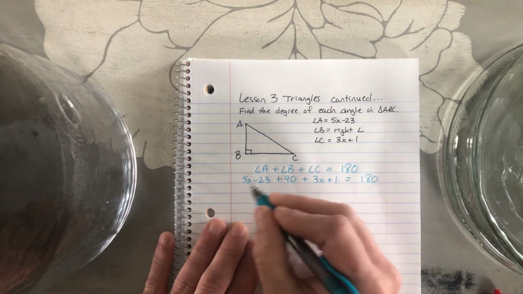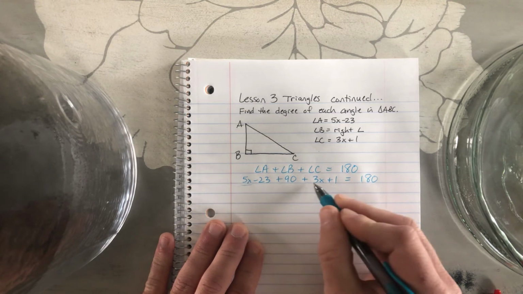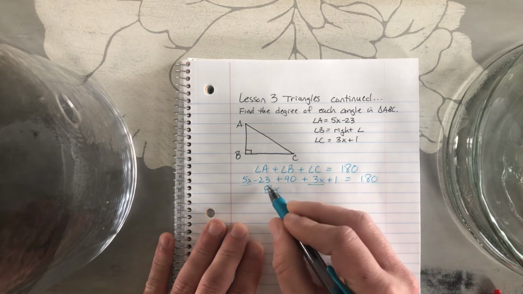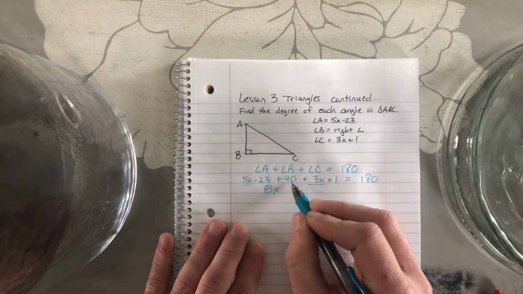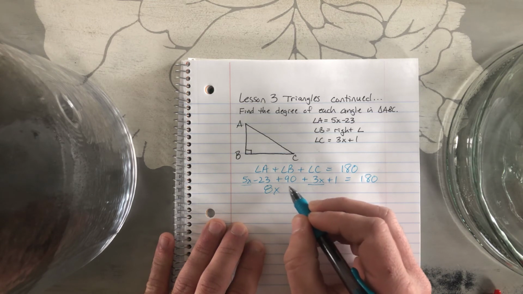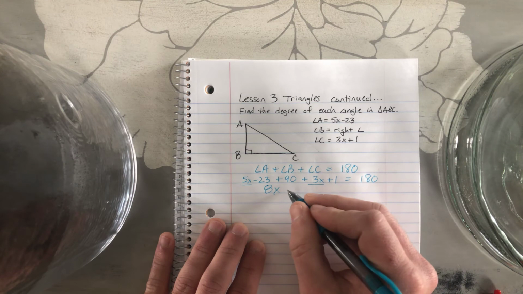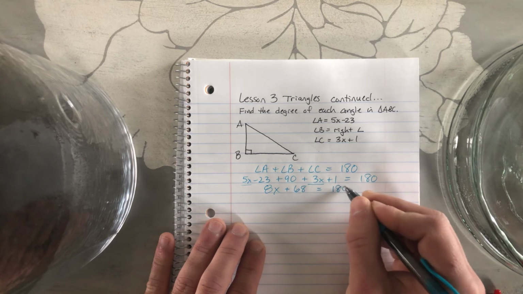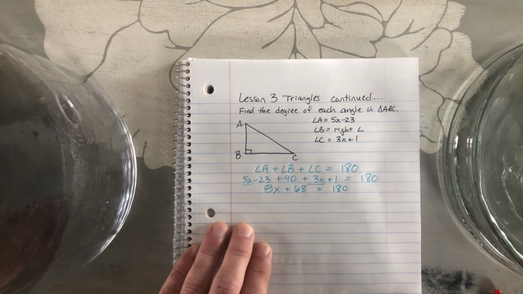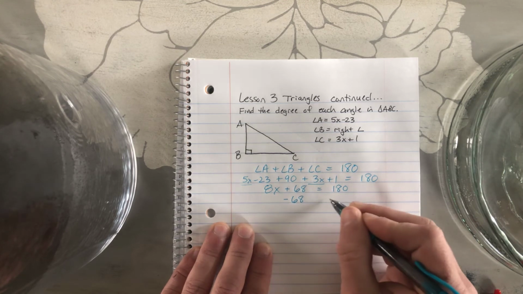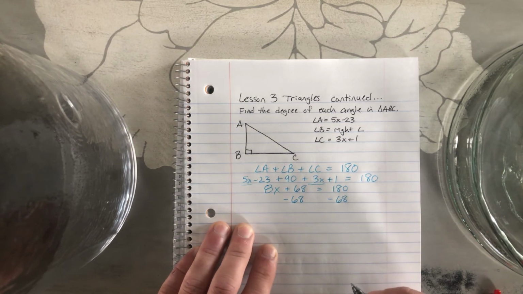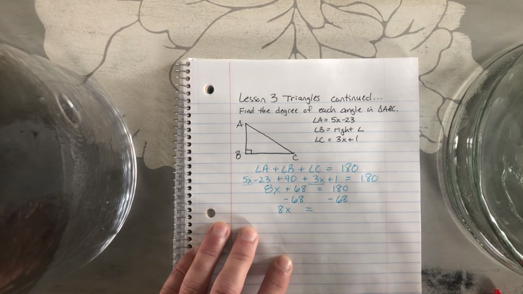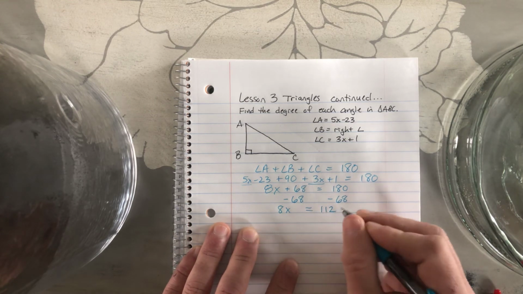At this point, we'll combine like terms. We have 5x, and the 3x added together is 8x. Combining like terms, the negative 23 and the 90 is positive 67, plus 1 is positive 68. That equals 180. Okay, now we have a two-step equation. We'll subtract 68 on both sides. We'll bring down the 8x. And 180 minus 68, I believe, is 112.